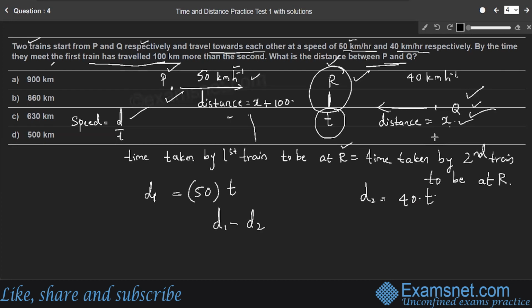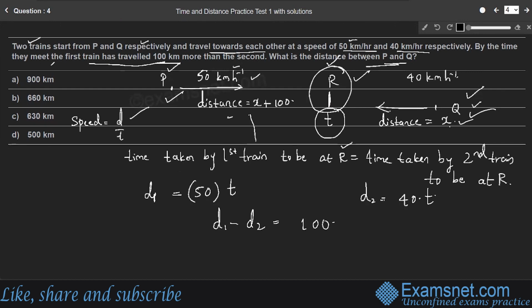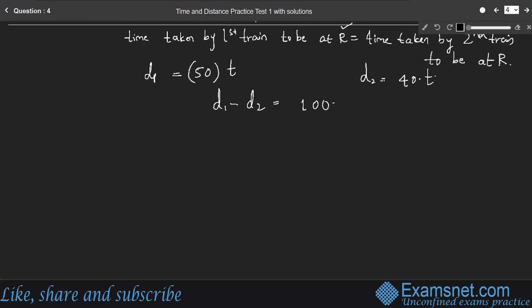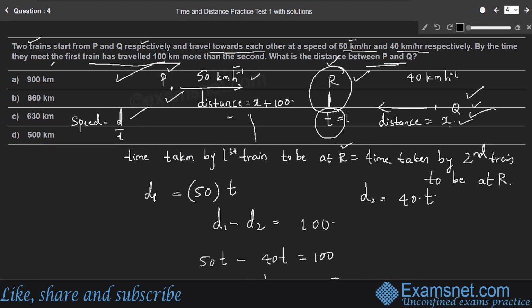d1 minus d2, the distance traveled by the first train minus the distance traveled by the second train, is 100, which is already given, right? By the time they meet, the first train has traveled 100 kilometers more than the second one. Therefore, the difference in their distances is 100. Since d1 is 50t and d2 is 40t, the difference is equal to 100. Therefore, t into 10 is 100. Therefore, t is equal to 100 by 10, which is 10 hours. So both the trains take 10 hours to meet one another, right?